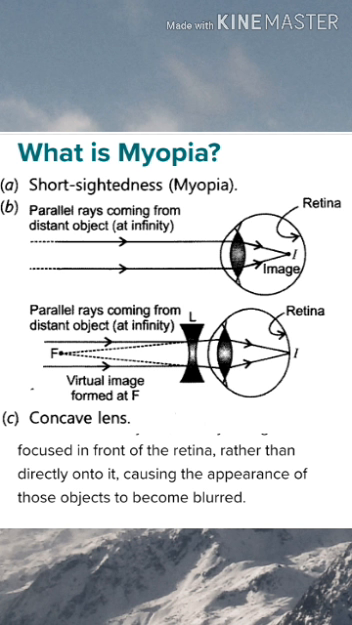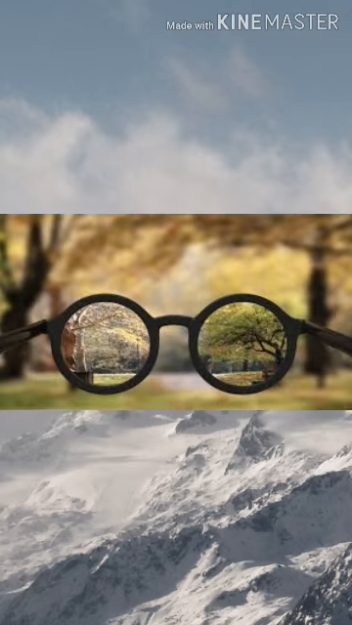Next, you are seeing the myopia diagram. Parallel rays coming from distant objects at infinity. The image is formed between the eye lens and retina. When the concave lens is kept in front of the eye, we can see the virtual image at F. The image is passing into the eye at the correct place on the retina. By the concave lens, we can correct the myopia. Now so many people are using concave lenses in spectacles. In that, convex and concave lenses will be there.